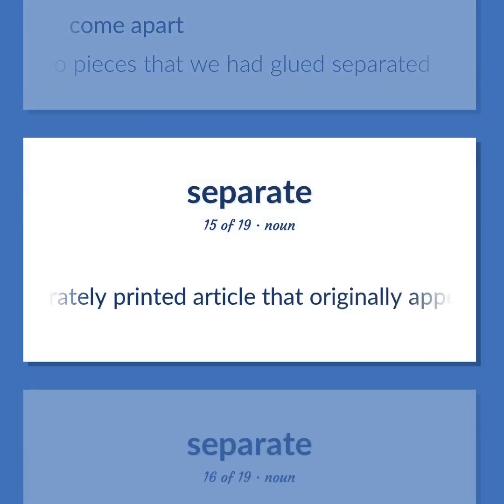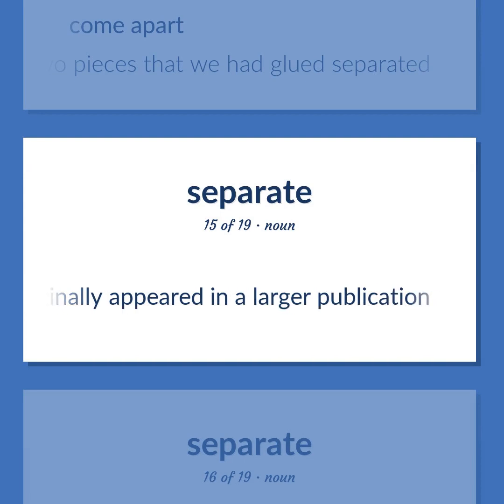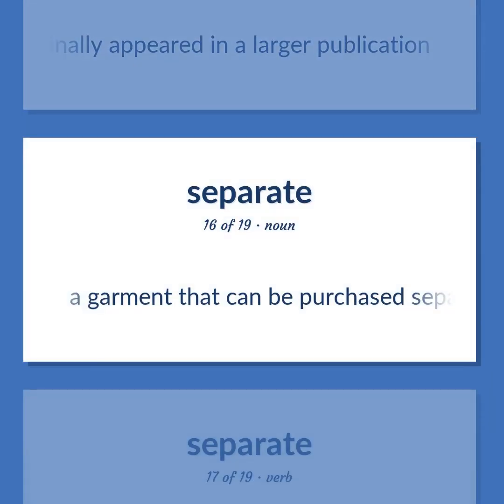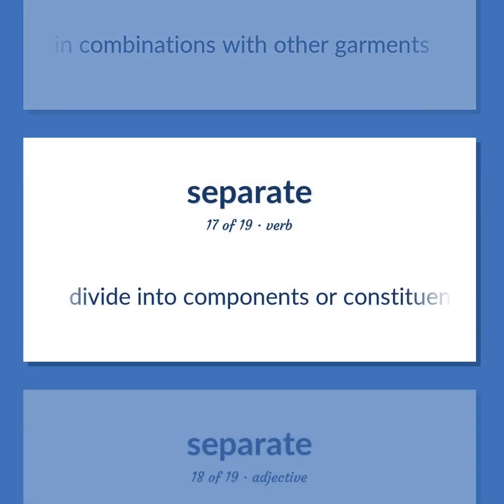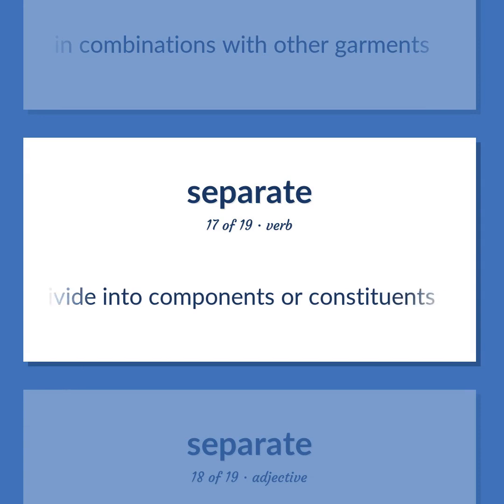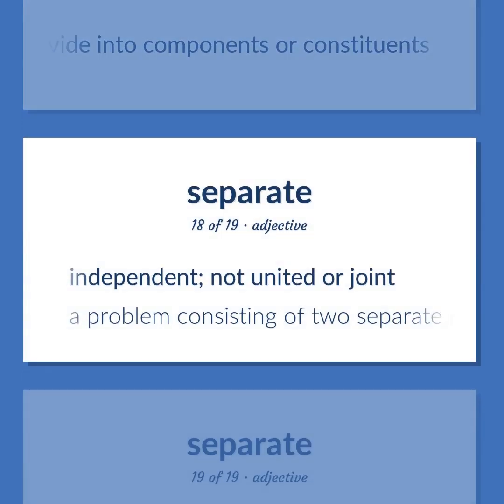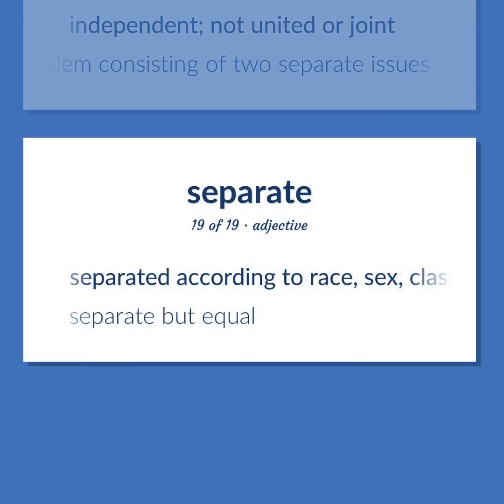A separately printed article that originally appeared in a larger publication. A garment that can be purchased separately and worn in combinations with other garments. Divide into components or constituents. Independent. Not united or joint. A problem consisting of 2 separate issues. Separated according to race, sex, class, or religion. Separate but equal.